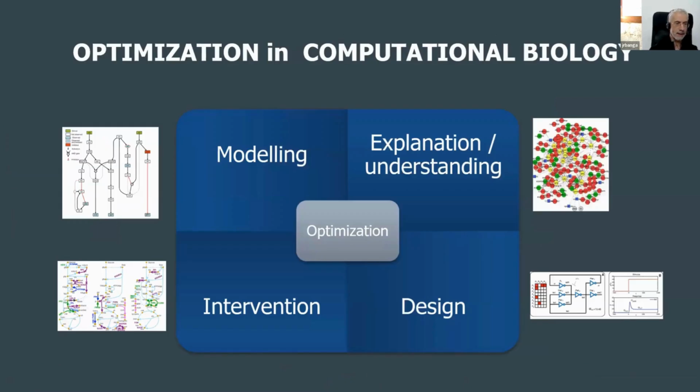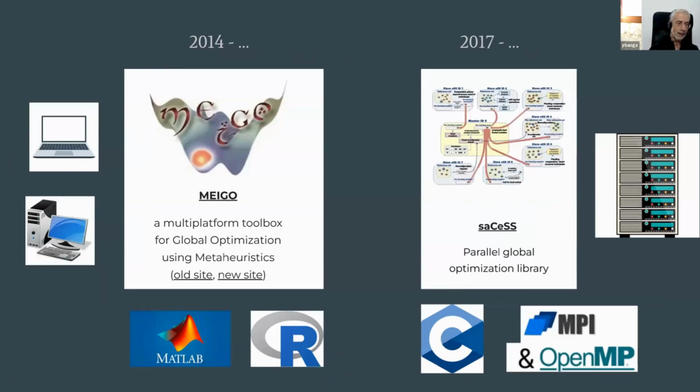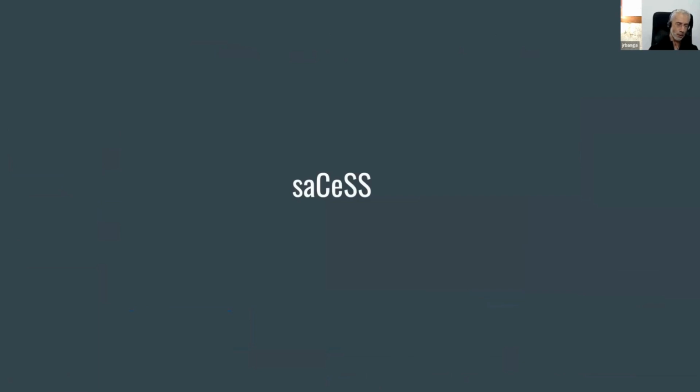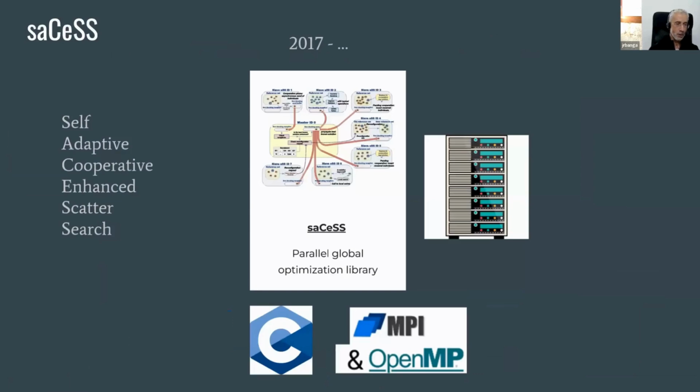We can also see that for other problems, when they are much larger, then we need to move to this parallel optimization library saCeSS, which was created in 2017. So now I will talk about this other toolbox. saCeSS means self-adaptive, cooperative, enhanced scatter search. So essentially, it's an implementation of scatter search for high-performance computing machines.